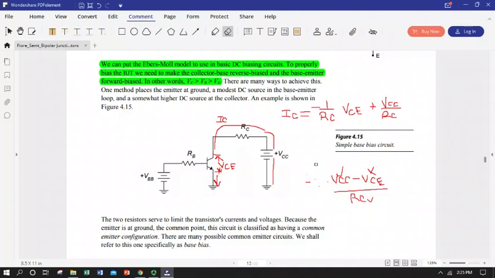Okay, so now I got a line equation, and I can use that to plot collector current versus collector emitter voltage. An imperfect eraser. Okay, so this is on the y-axis. Here's my x variable, and here's my y-intercept. So I'm going to end up with something where this is here, and VCE is on.